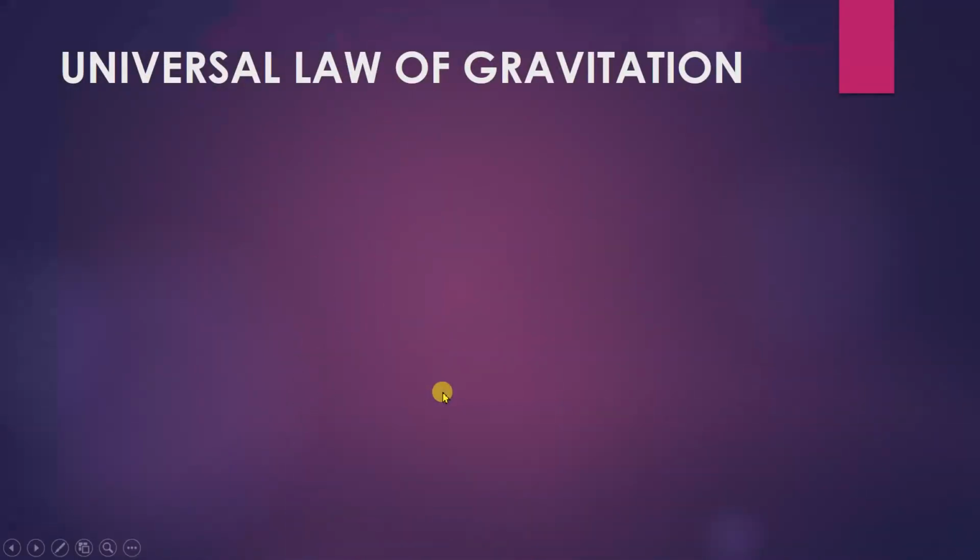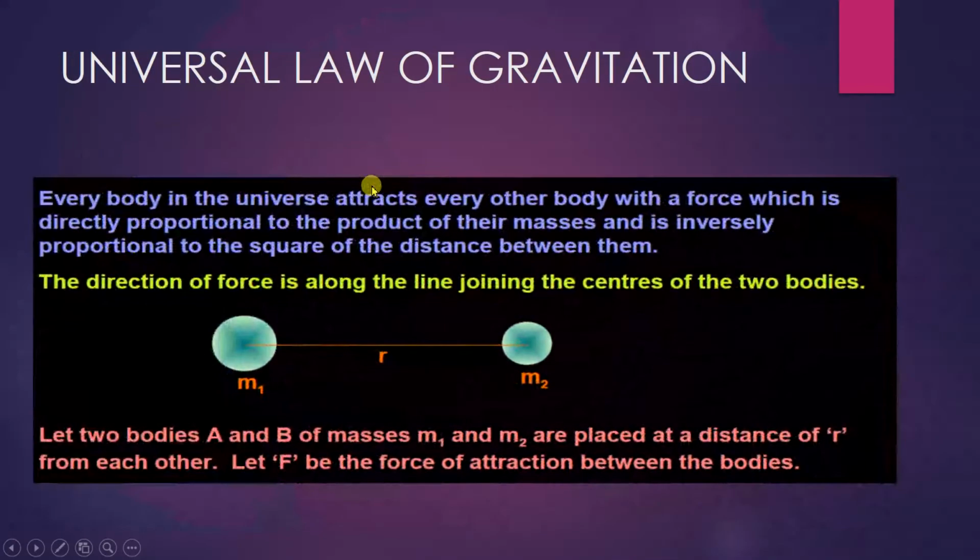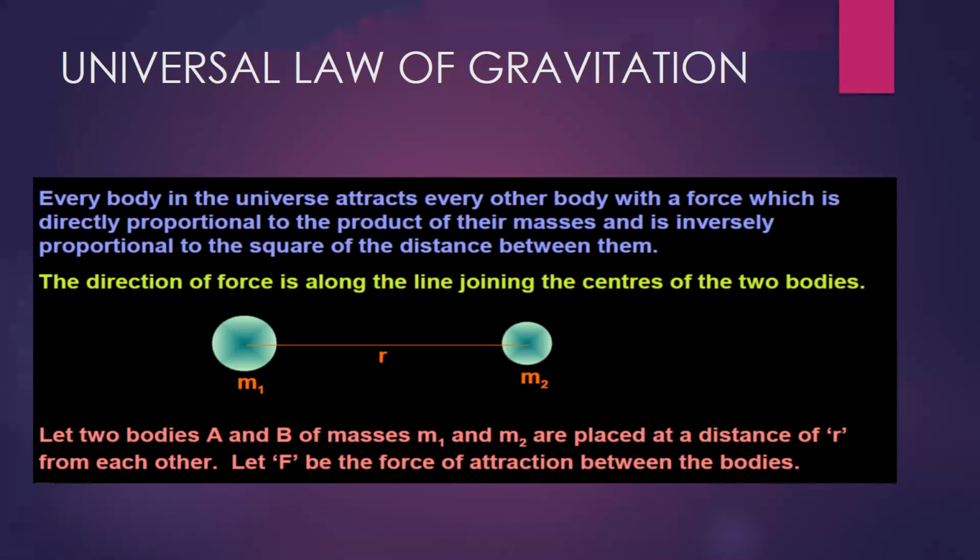Let's start with the universal law of gravitation. According to this law, whenever there are any two objects, these objects will attract each other with a force. Whether the objects are smaller or bigger, there will be a force between them, that is the gravitational force.